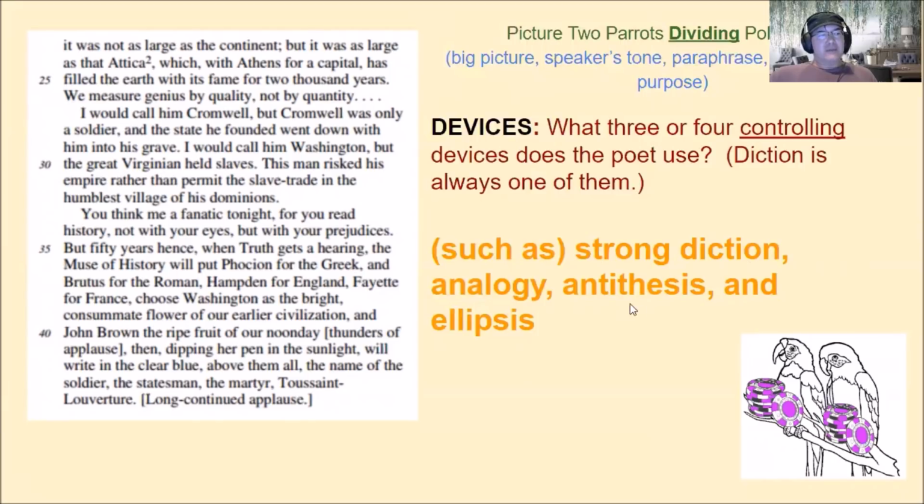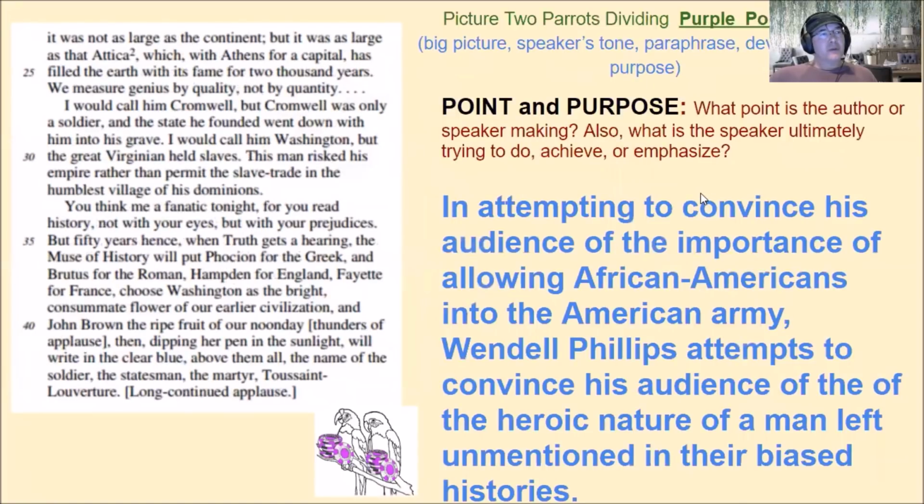Again, if you don't know the names of these things, just describe how those devices are structured. You could just say he uses repetition, opposition, and strong diction. And elaborate further in your paper.